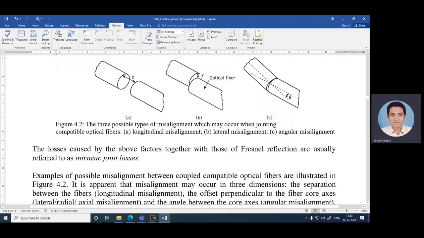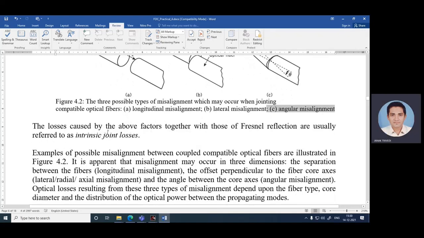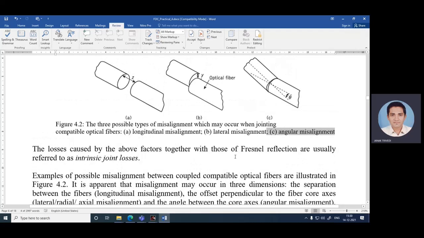Figure 4.2 indicates the three possible types of misalignment which may occur when jointing compatible optical fibers: A, longitudinal misalignment; B, lateral misalignment; and C, angular misalignment. The losses caused by the above factors together with those of Fresnel reflection are usually referred to as intrinsic joint losses.